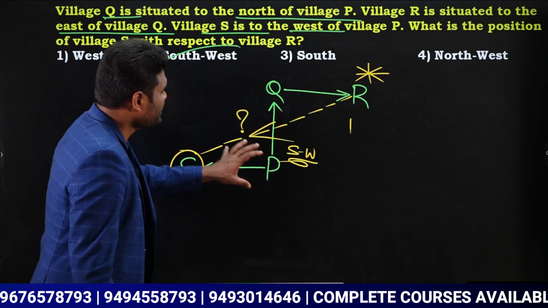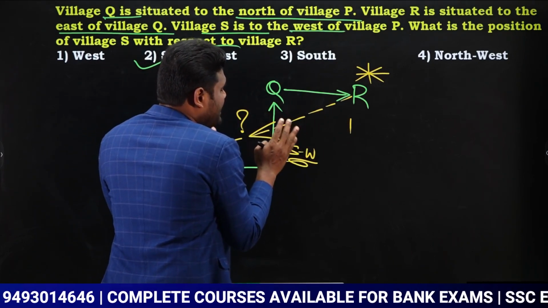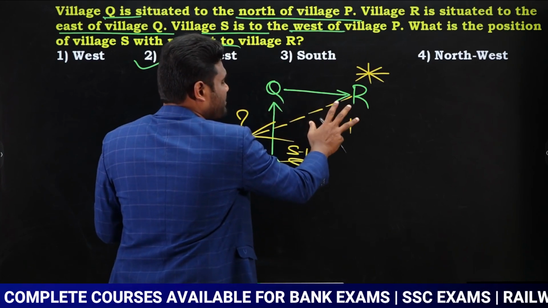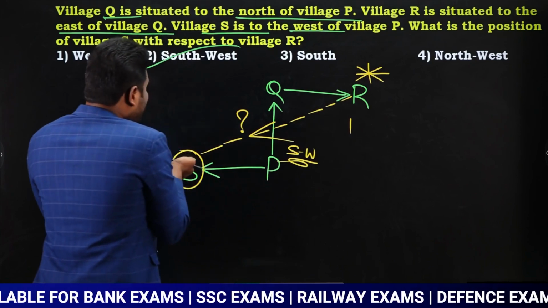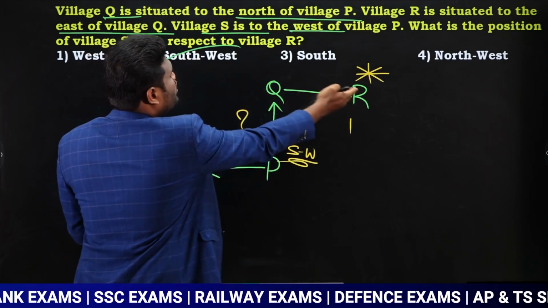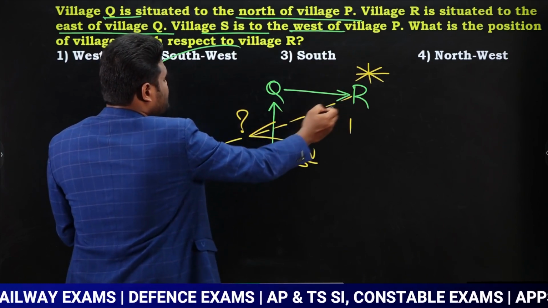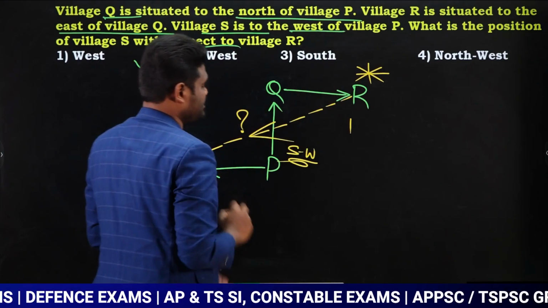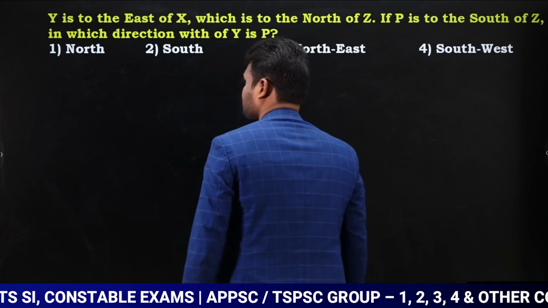Very easy, it's just a matter of representation. Once you know the basic idea about directions, you just need to represent this. It is clearly mentioned in the question, village S with respect to village R. So when I look from R, village S is in which direction? Southwest direction. Is it clear? Very simple. Now let us look at the next question.